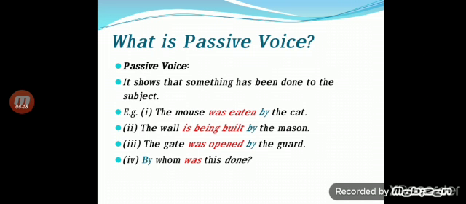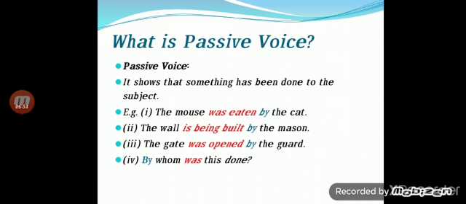Next, what is passive voice? Passive voice shows that something has been done to the subject. In the previous slide we had seen subject, verb and object. Now it's changed: first object, next verb, and then the subject. So something has been done to the subject. Here, something refers to the object.